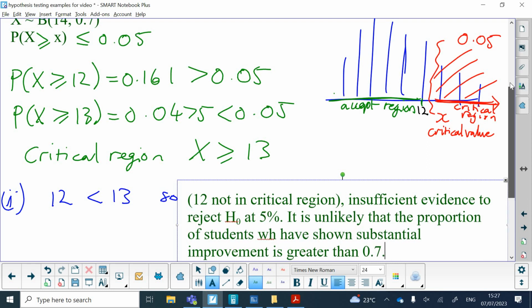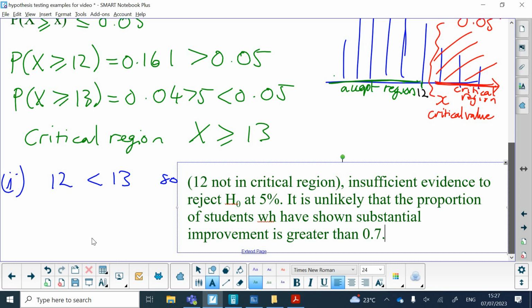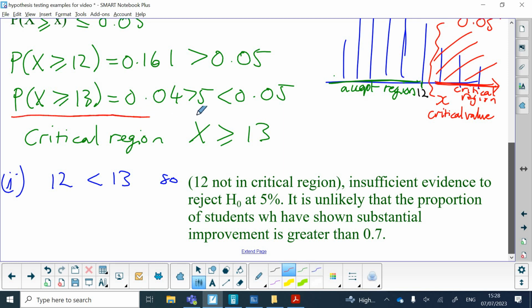Right, so the last part of the question: what is the probability of incorrectly rejecting the null hypothesis? All of our calculations have been based on assuming that the null hypothesis is correct. But we would reject that null hypothesis if x is in the critical region. So the probability of incorrectly rejecting that null hypothesis is going to be the probability that x is greater than or equal to 13, because that's the critical region.